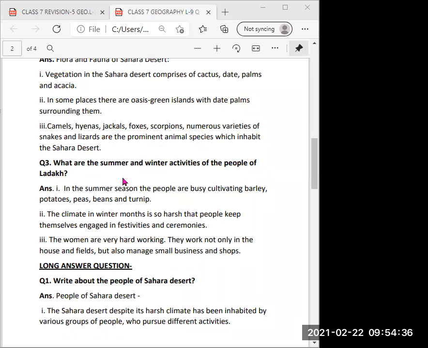Next is, what are the summer and winter activities? What are the summer and winter activities of the people of Ladakh?